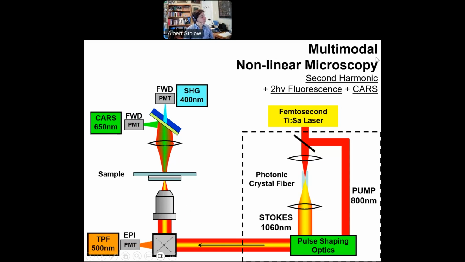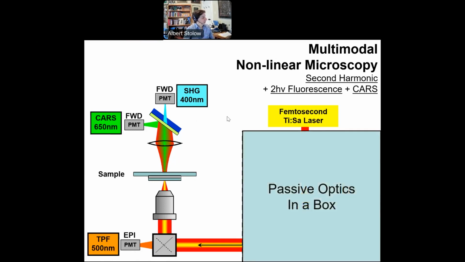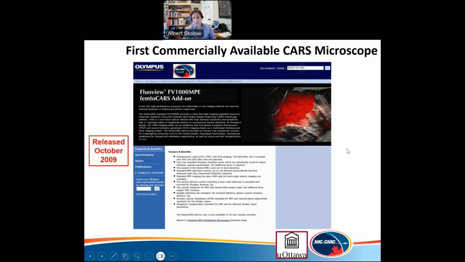This is what we call multimodal nonlinear microscopy. I can measure all these things simultaneously by having three different detectors. And because they're measured at the same time, I know that the images generated by these different signals will all be registered. They'll all be synchronized. So this is very nice, because what we have is some passive optics in a box. And this, in fact, led to our lab developing the first commercially available CARS microscope with a Japanese company called Olympus. And if you had $1 million, you could buy one too.